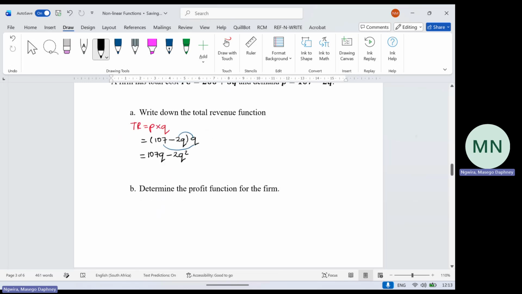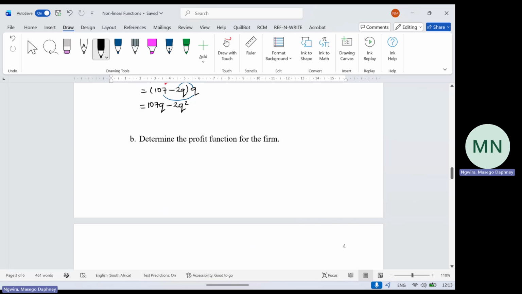And then now we move on to B. B says determine the profit function for the firm. We are going to firstly write the formula for profit. We all know from our previous lesson, profit is equal to total revenue minus total cost.